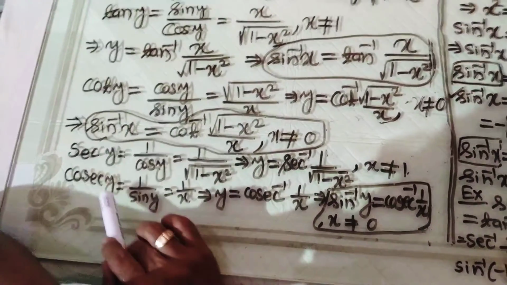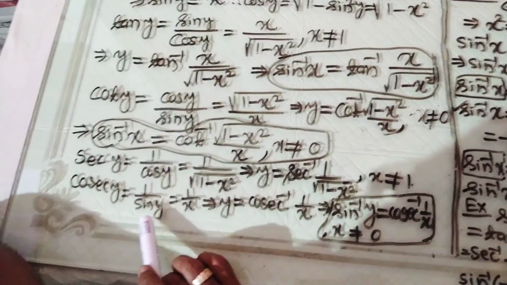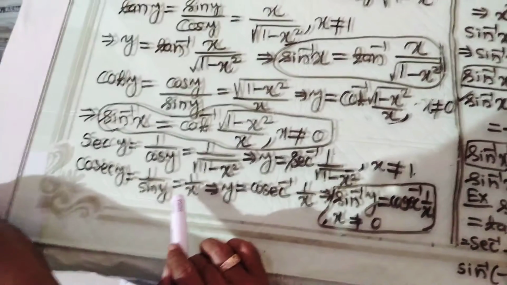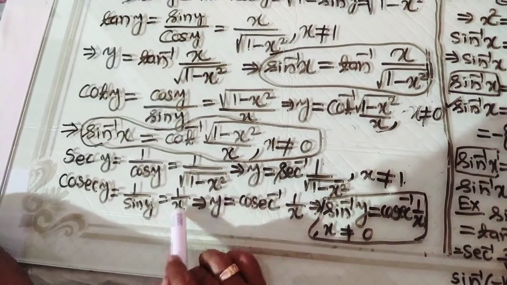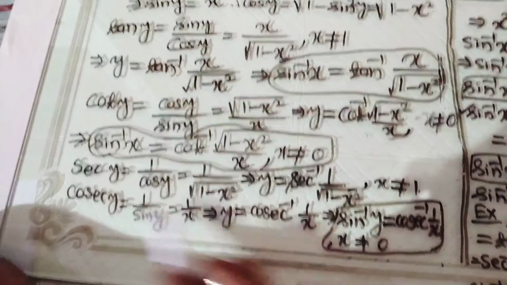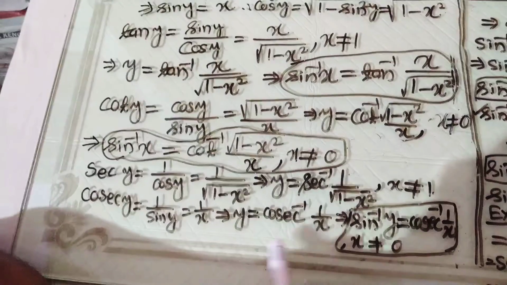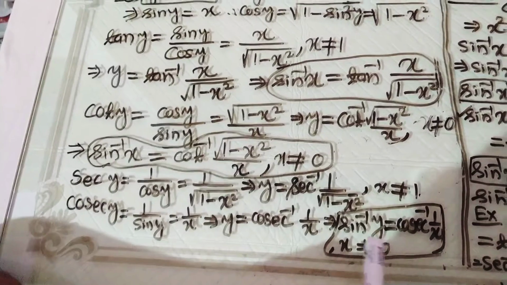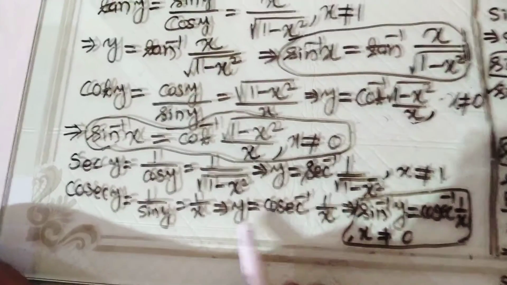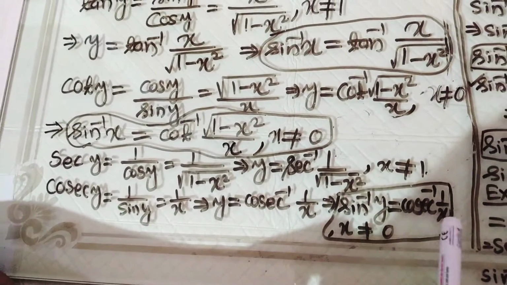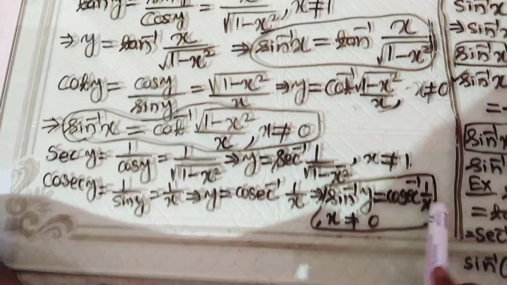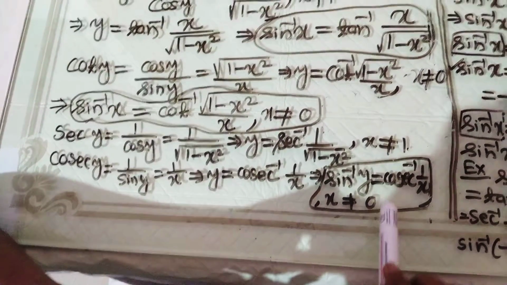Then cosec y is equal to 1 by sin y, which is equal to 1 by x. Therefore, y is equal to cosec inverse 1 by x. So the value of y, sin inverse x, is equal to cosec inverse 1 by x, where x is not equal to 0.